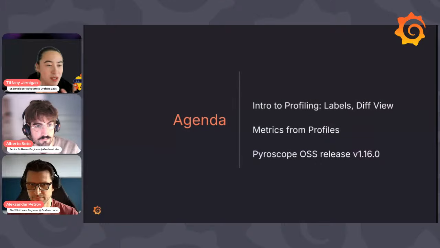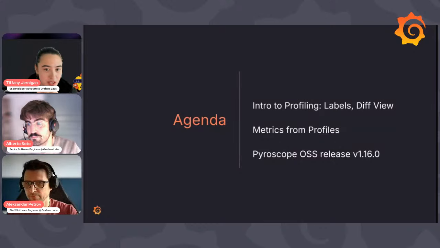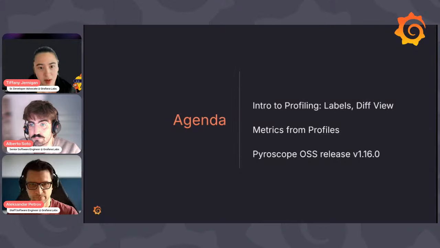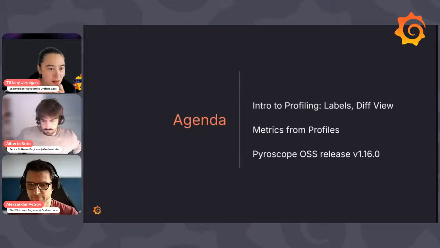We are continuing on the series we were doing, an intro to profiling for folks who are maybe newer to it or just trying to get more familiar. We're going to be doing that about labels and the diff view. Alex is going to be talking about that, and then Alberto will talk about metrics from profiles. And lastly, we are going to talk about the 1.16 release that came out yesterday and tell you a little bit about what's happening there.